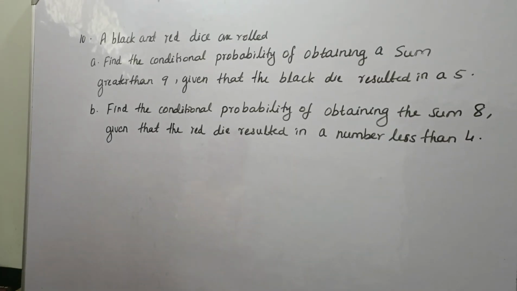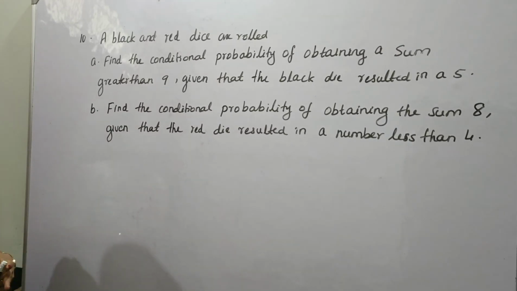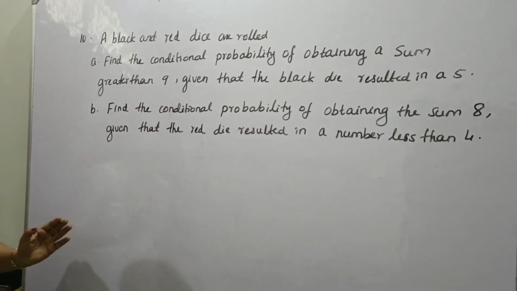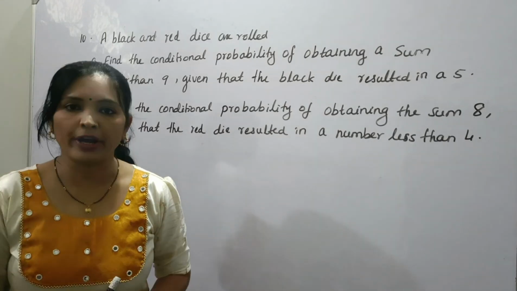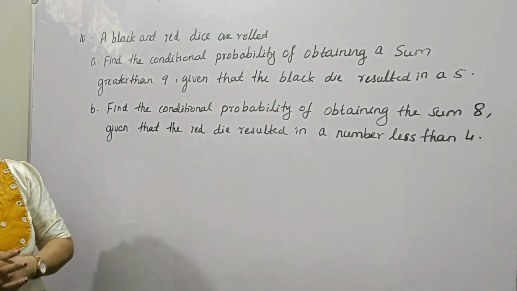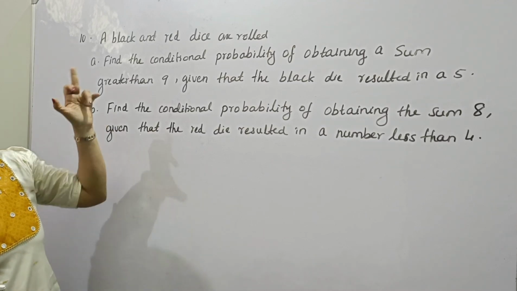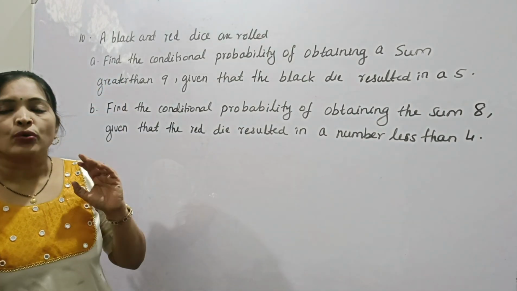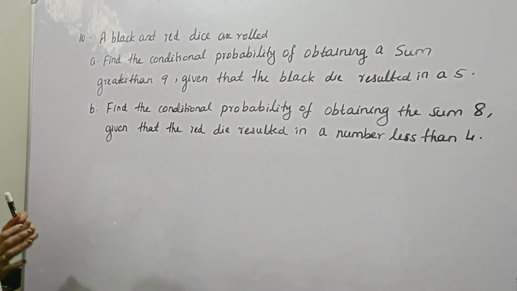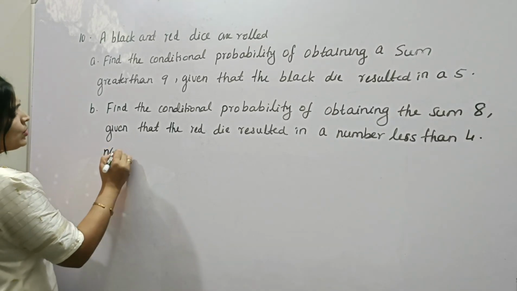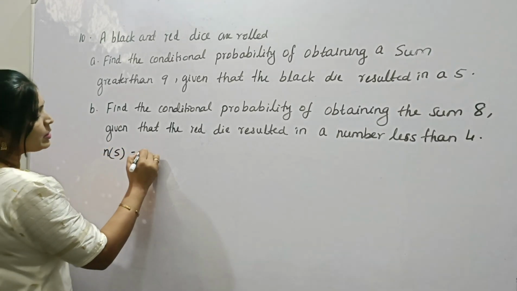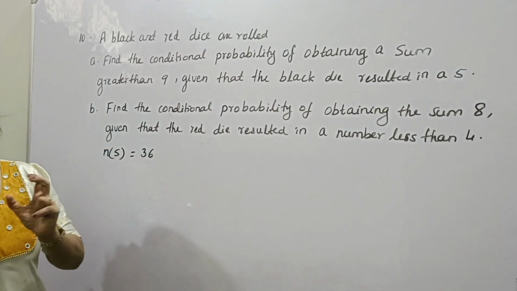A black and red dice are rolled. Find the conditional probability of obtaining a sum greater than 9 given that the black die resulted in a 5. So here, the experiment is throwing two dice, black die and red die. So we know what the sample space is. Sample space is 1,1; 1,2; etc.; 1,6; etc.; 6,1; 6,2; etc.; 6,6, right? There are 36 elements. So no need to write the elements, you just write the number of elements in the sample space. That is 36, 6 into 6.